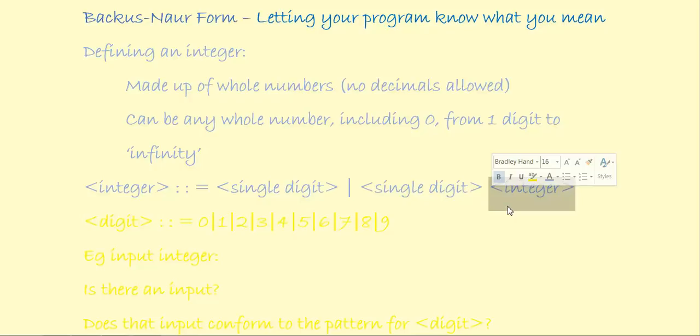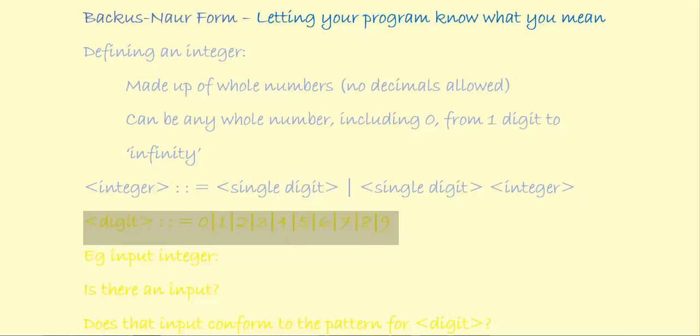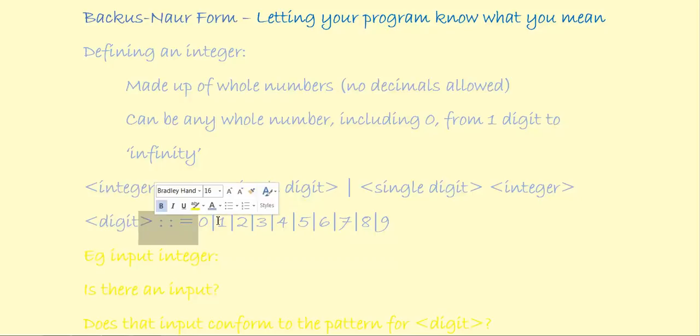Now, in defining an integer in this way, or any item using Backus-Naur form, we're actually defining a recursive operation. So we've said that an integer is a single digit or a single digit and another integer. So in other words, more than one digit. We haven't yet, of course, told our program what a digit is. It needs to know, so we need to define our digit. Our syntactical item digit is comprised of either 0 or 1 or 2 or 3 or 4 or 5 or 6 or 7 or 8 or 9.